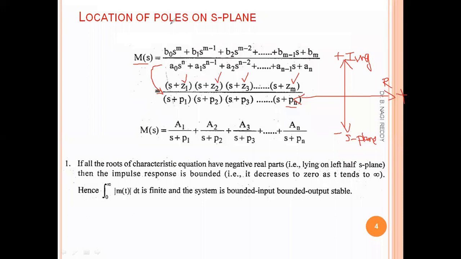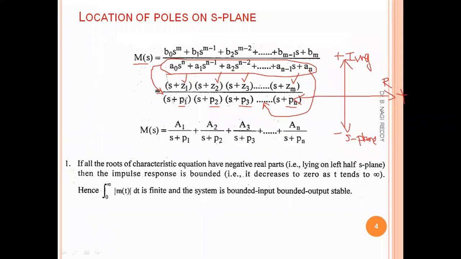These poles can be calculated based on the characteristic equation. This polynomial equation is known as the characteristic equation. So the transfer function denominator is the characteristic equation. This characteristic equation is factorized here, and after the factorization, we are able to determine the poles P1, P2, P3, up to Pn. We know how to do this factorization and how to calculate these poles. We have come across all these concepts in the second unit itself.